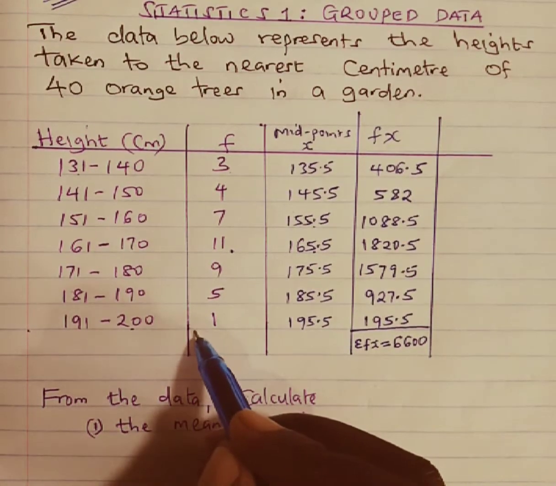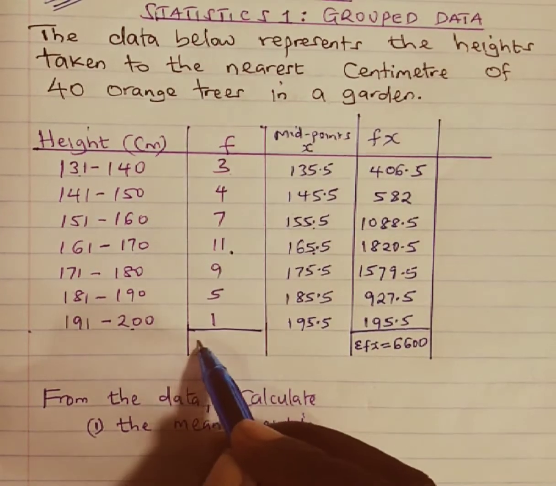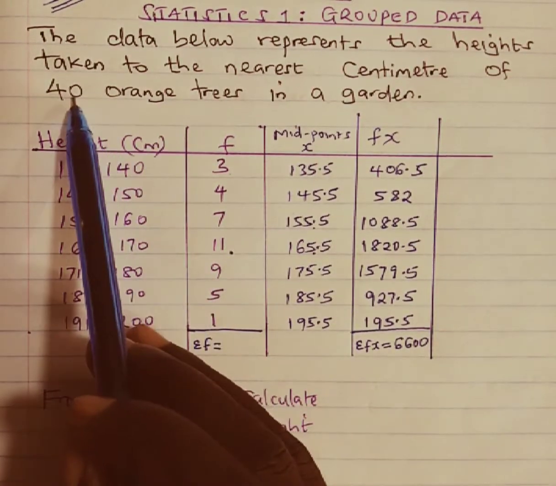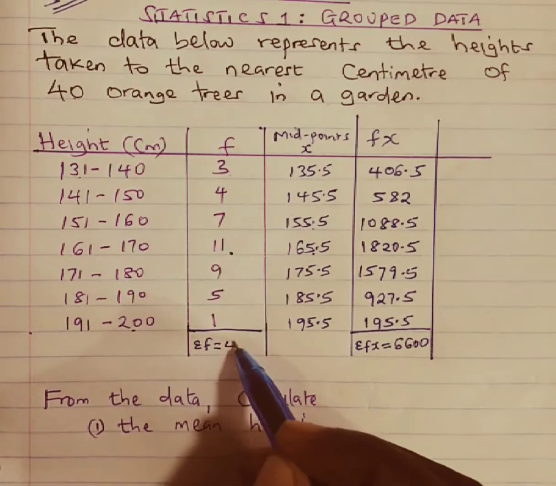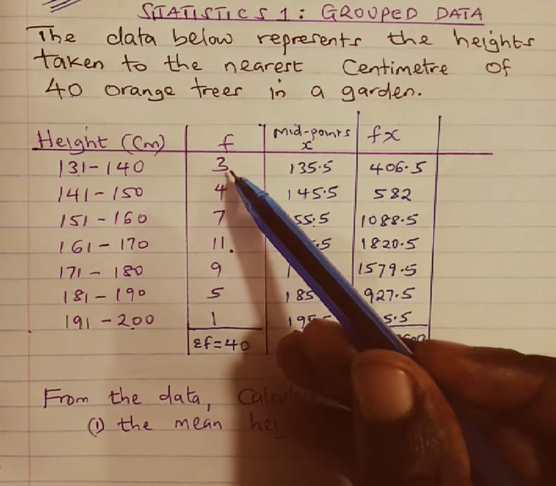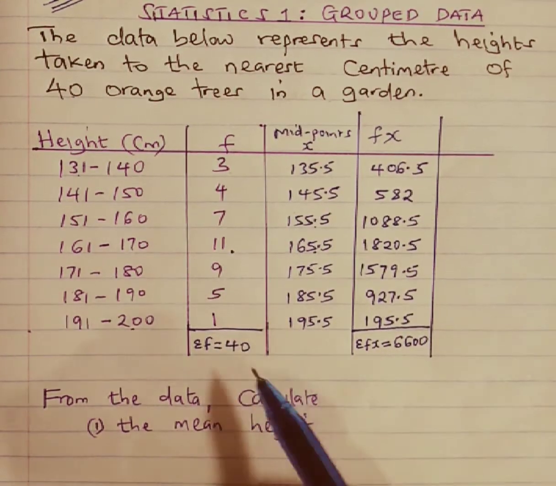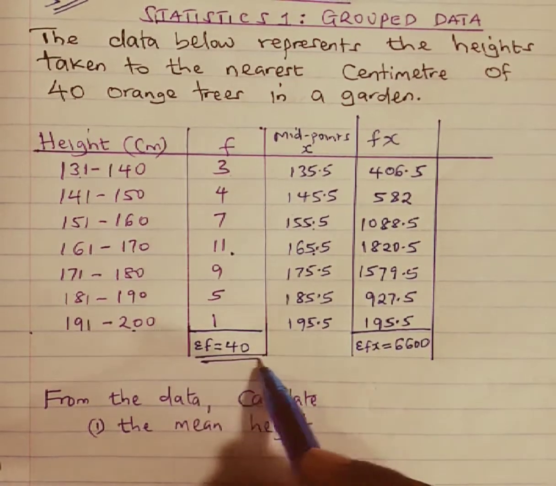Again, we need to find the summation of the frequency, and the summation of the frequency must be equal to 40. That is, you take 3 plus 4 plus 7 plus 11 plus 9 plus 5 plus 1. That will give us a total of 40.